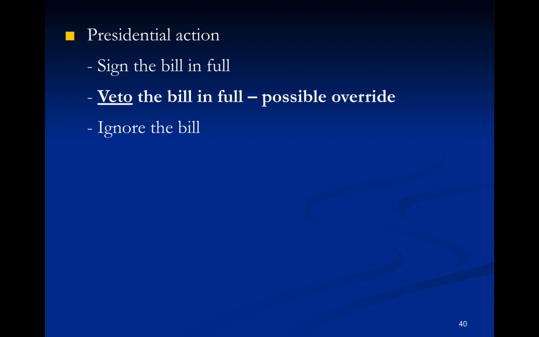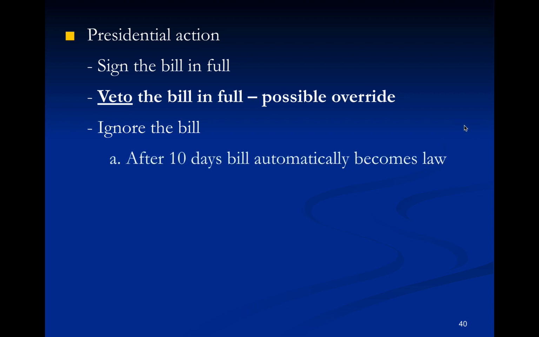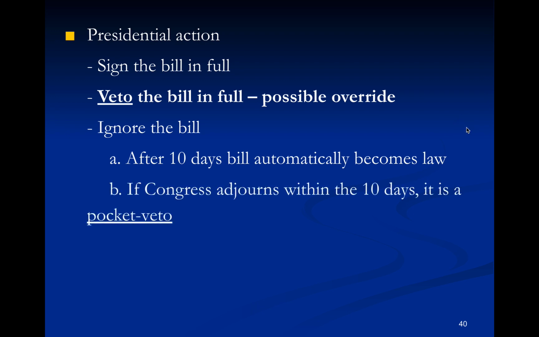There's a third option in the Constitution which allows the president to ignore the bill for a maximum of 10 days. So once a bill is received by the president from Congress, he has 10 business days to determine if he wants to sign or veto it. If he chooses to ignore it, if on day 10 Congress is still in session, then the bill would automatically become law. However, if Congress is adjourned and no longer in session at the end of 10 days, then it's an automatic veto.